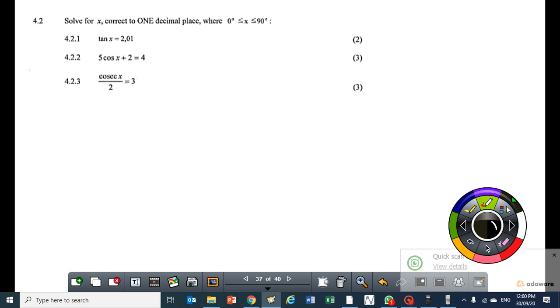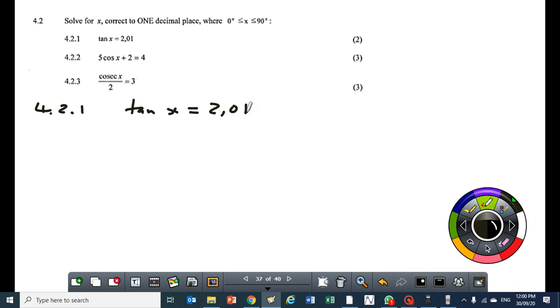The first one, it's so easy. 4.2.1. So you have tan x is equal to 2,01. We want x, but the restriction here is that x must be between 0 degrees and 90 degrees. Okay? So you drop down the x on the left, you bring in arctan of 2,01. Now, you're supposed to round off to 1 decimal place. It's very important for you to read the question and identify the instructions in the question. So the instruction is that your x must be to 1 decimal place.